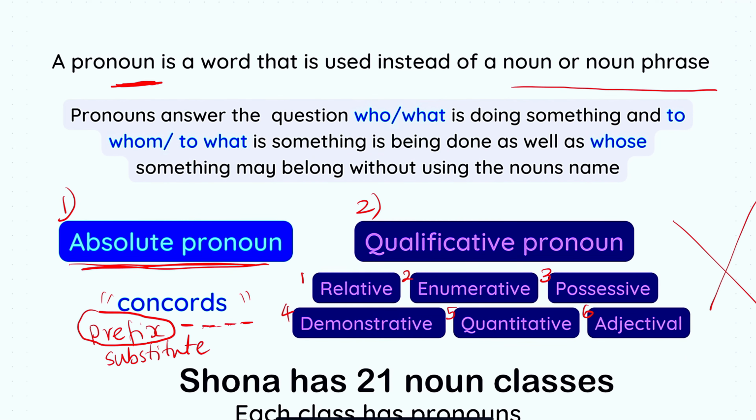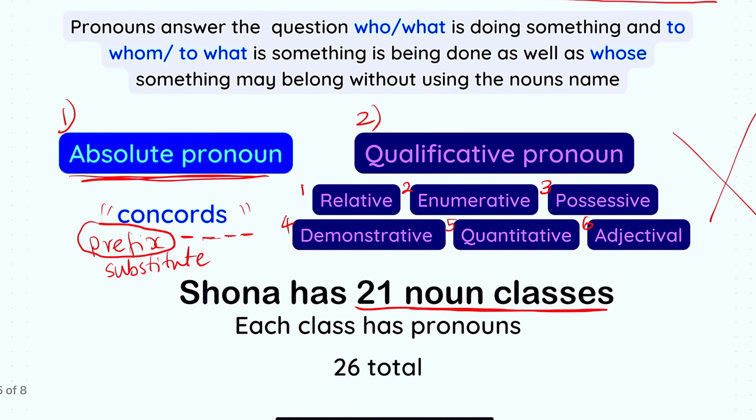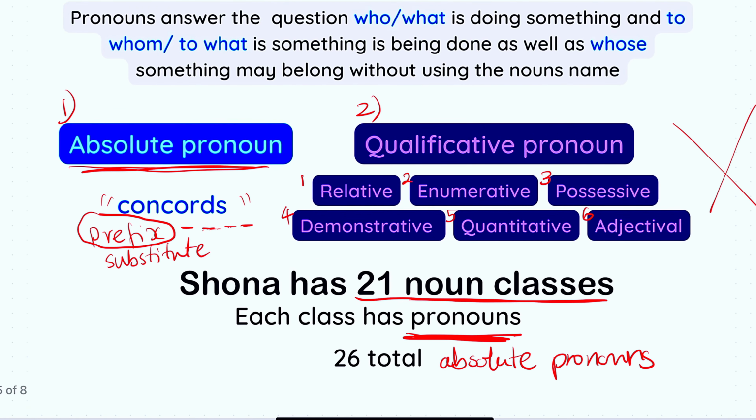In Shona, we have got noun classes. We have 21 classes, and each class has its own pronouns. Because there are more person pronouns than the classes, we have a total of 26 absolute pronouns. We are not going to be learning all 26 today. We will focus on personal pronouns as well as the pronouns for 6 noun classes.